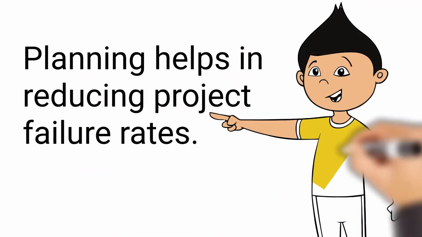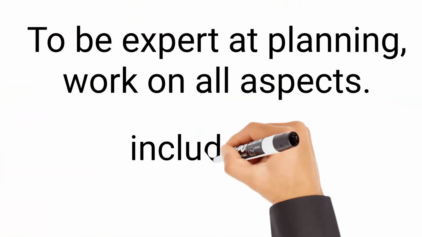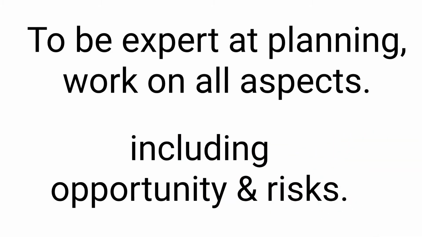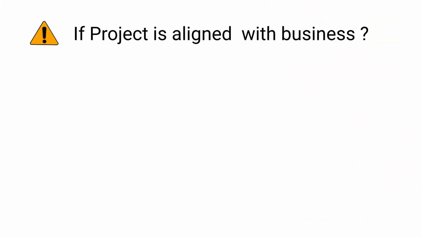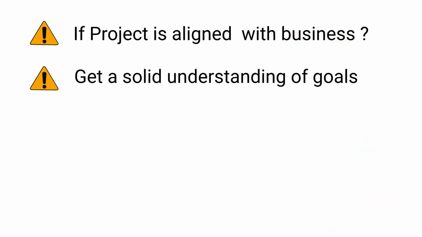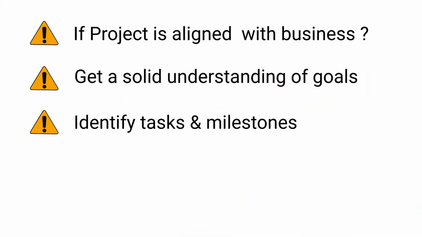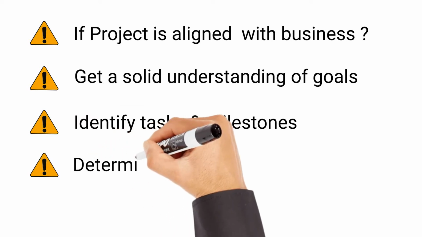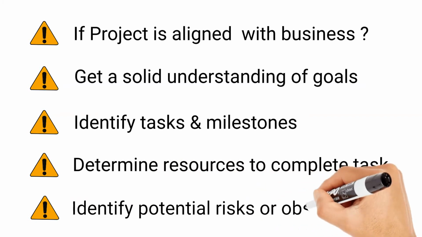So, how to become a professional planner? To become an expert at planning, work on all aspects of a project that will either create an opportunity or risk the outcome. First, determine if the project aligns with broader business objectives. If it does not, the project should be revisited more closely. Make sure to get a solid understanding of project goals, break down what needs to be done to meet those goals, and then identify tasks and milestones that need to be achieved. Once you have done this, determine the resources needed to complete each task, identify any potential risks or obstacles, and how each risk can be addressed.